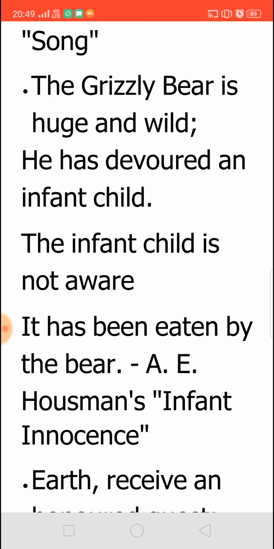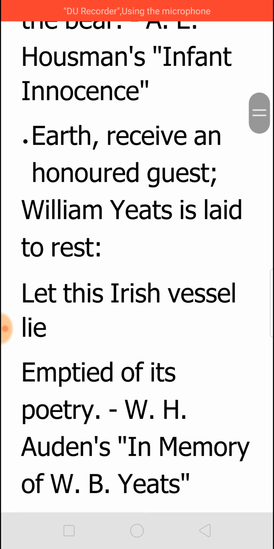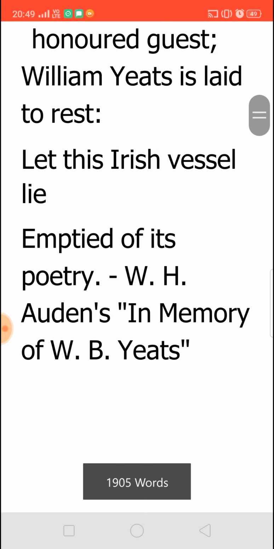See how beautifully he says about the horror of an infant child being eaten by a bear, where the child is not even aware that the bear has eaten it. And this is by A.E. Housman's Infant Innocence. And next we can go to: Earth, receive an honoured guest, William Yeats is laid to rest. Let this Irish vessel lie, emptied of its poetry. This is an elegy written by W.H. Auden in memory of W.B. Yeats. Of course, the title itself tells you the subject of the poem.